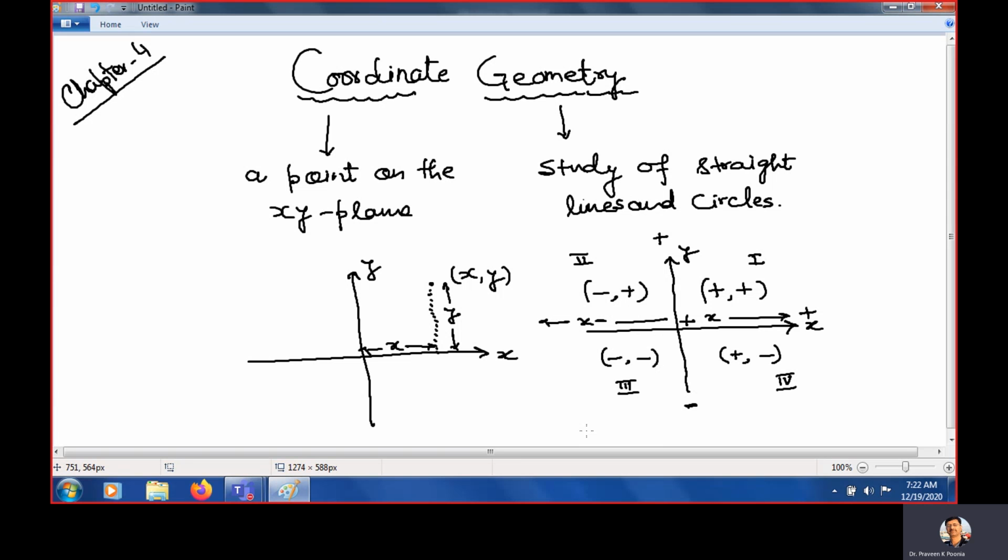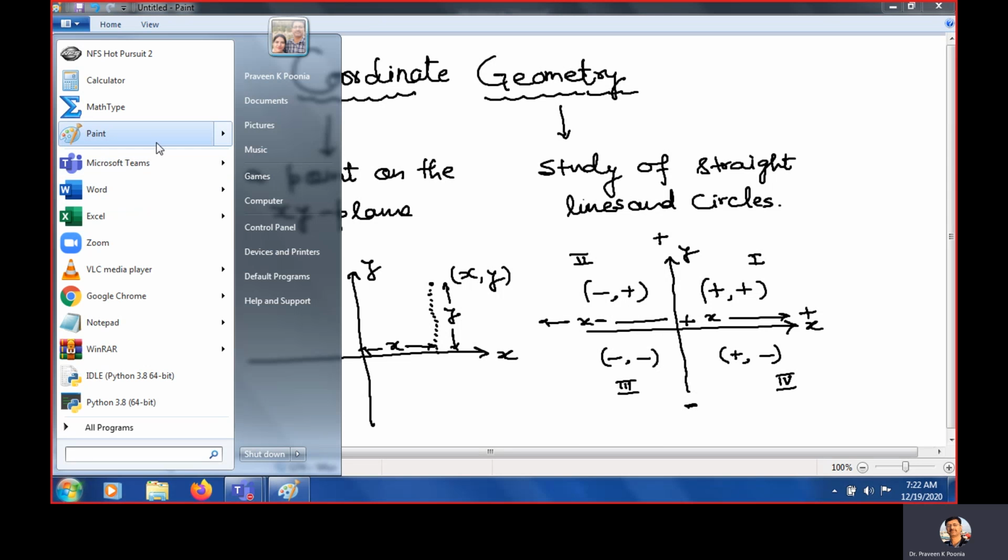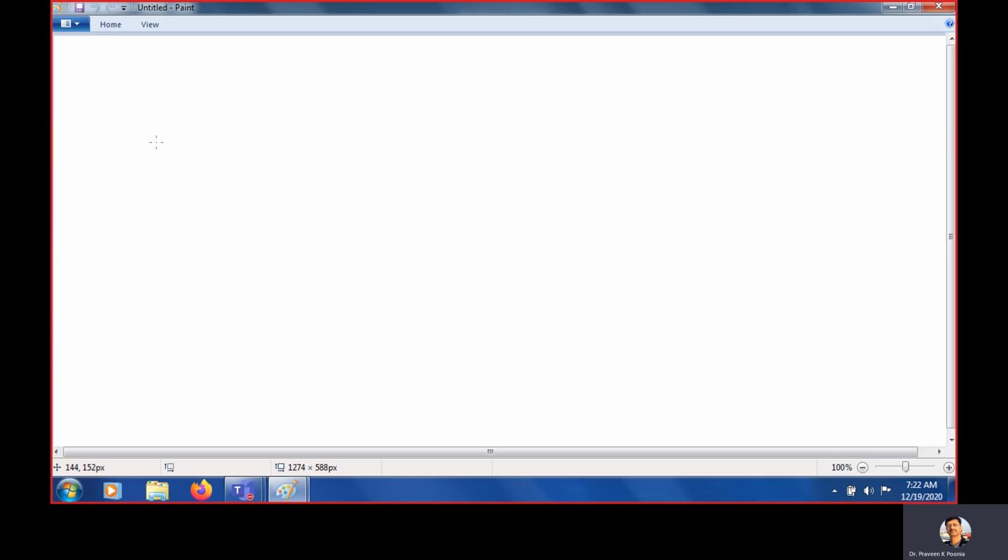Okay. If we come to the other point, geometry. Geometry is a study of straight lines and circles. So in this chapter, we are going to study the straight lines and the circles. But before we start the study of straight lines and circles, we need to study a very important point, namely symmetry. Symmetry means what? Symmetry means image. And image means what? A mirror image.